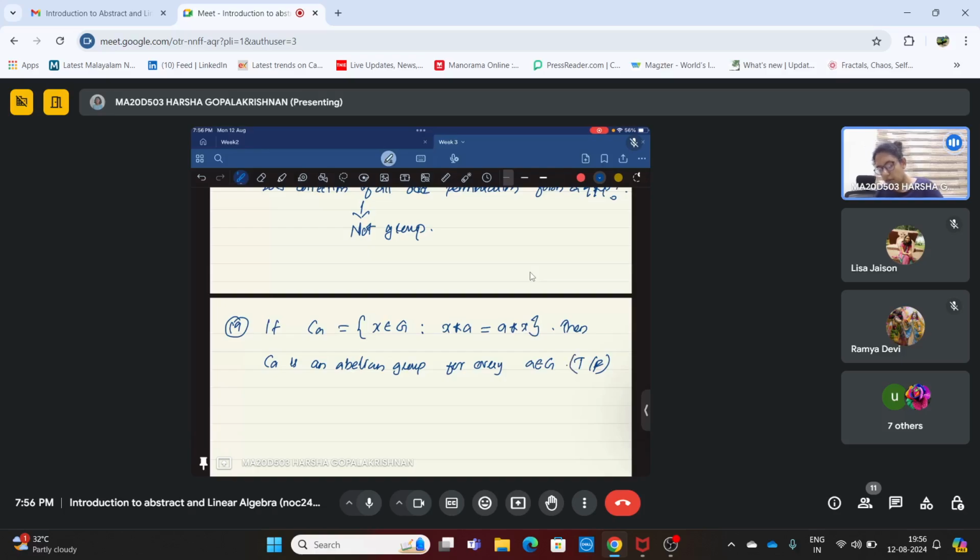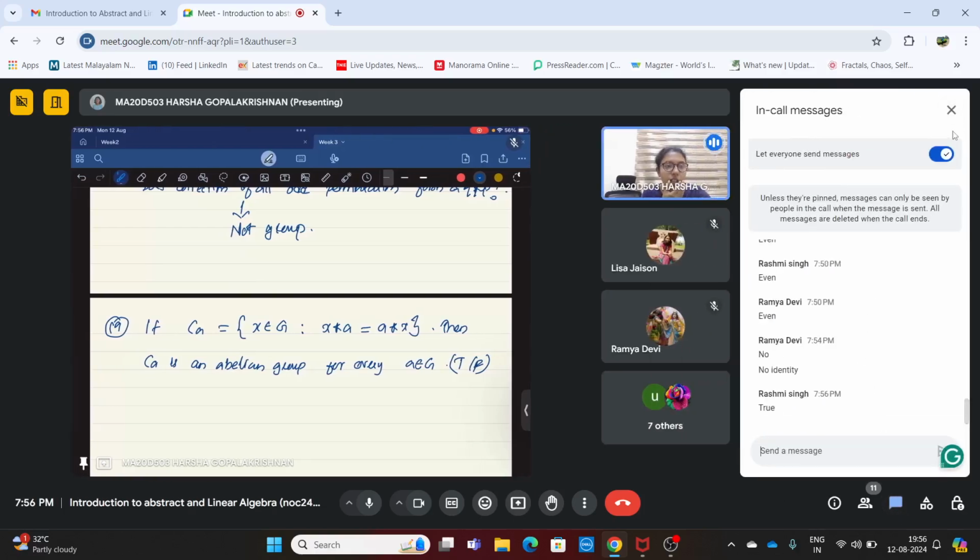So the question is true or false. C(A) means we are collecting all elements x from G which commute with A, that is x * A = A * x. So whether C(A) is an abelian group or not for every A in G. Is this true?